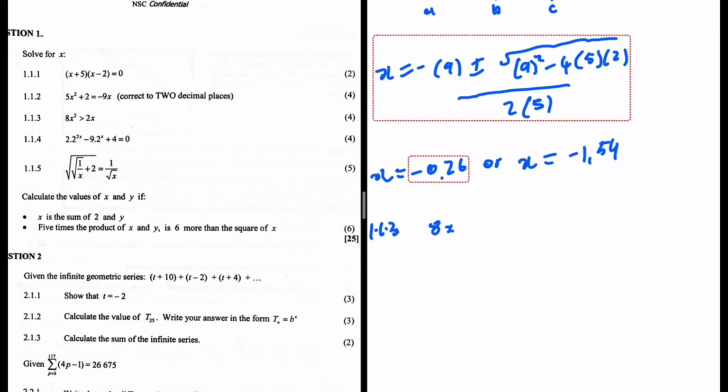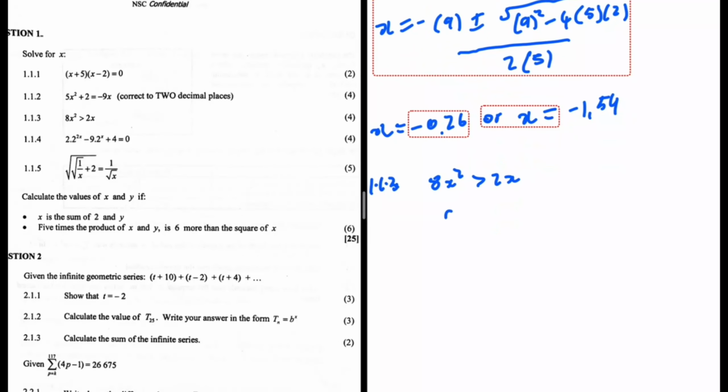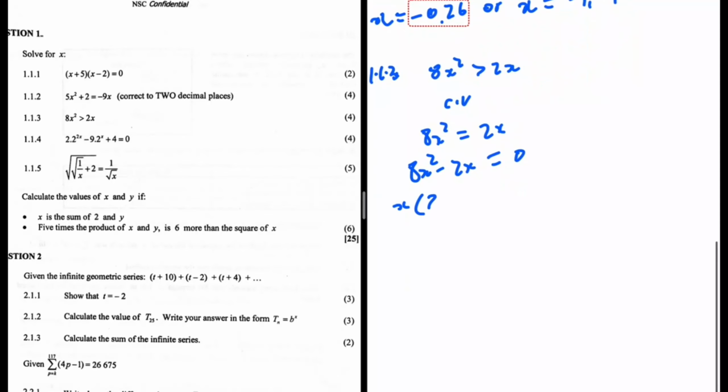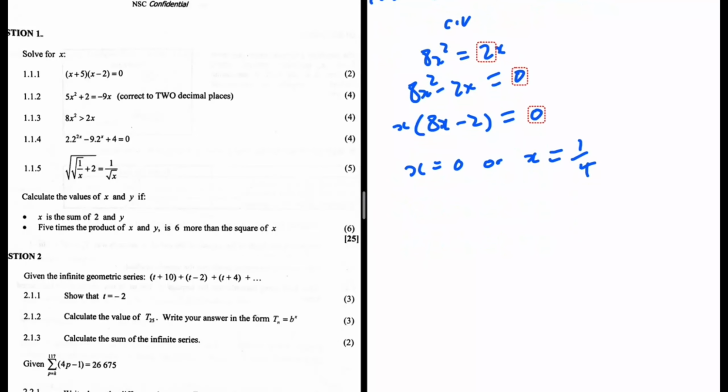Let's take a look at 1.1.3. So 8x squared is greater than 2x. Very quick CV, critical values, right? 8x squared is equal to 2x, and then 8x squared minus 2x is equal to 0. We take x as a common factor. x(8x minus 2) is equal to 0. So x is equal to 0, or x is equal to 1/4. Right, so these are our two critical values.